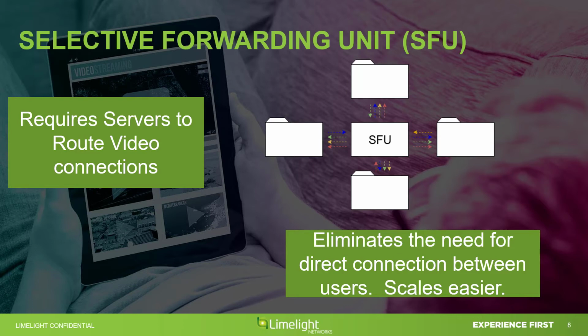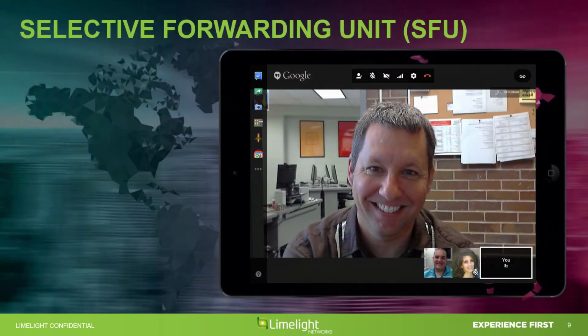Using a selective forwarding unit will reduce the total number of connections needed for each peer. Participants can request the stream they want to view at a bit rate that is appropriate for their internet connection. Participants with a slower connection will be served a stream with a lower resolution or bit rate. Peers do not have direct connections to each other, only to the SFU.